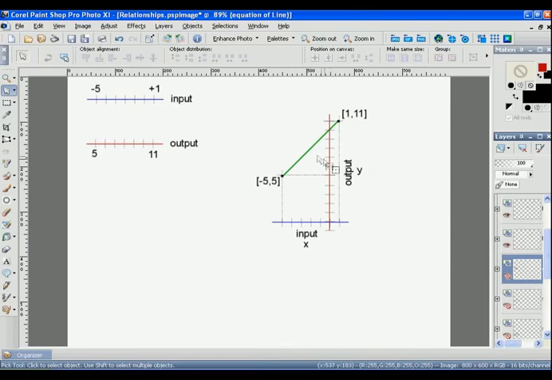So to do this, we need an equation for this line. And if you go back to one of the previous videos on equations of lines, you'll see that we can create an equation based on just 2 points or based on a point and a slope.